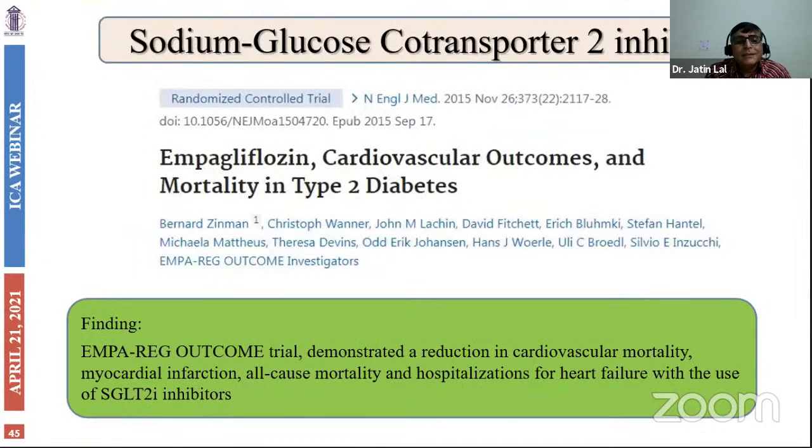However, this is a randomized control study in the New England Journal in 2015, empagliflozin, cardiovascular outcomes and mortality. So basically these agents became popular after this trial demonstrated reduction in cardiovascular mortality, myocardial infarction, all cause mortality and hospitalization for heart failure with the use of these inhibitors.